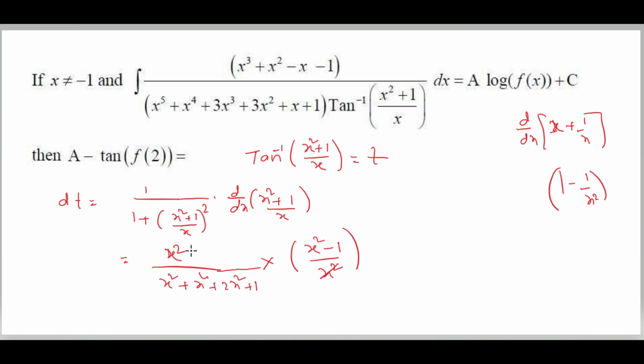Here x square is cancelled, that is equal to (x square minus 1) by (x to the power of 4 plus 3x square plus 1) into dx. This is the differentiation of tan inverse of (x square plus 1 by x). Therefore dt is equal to this.